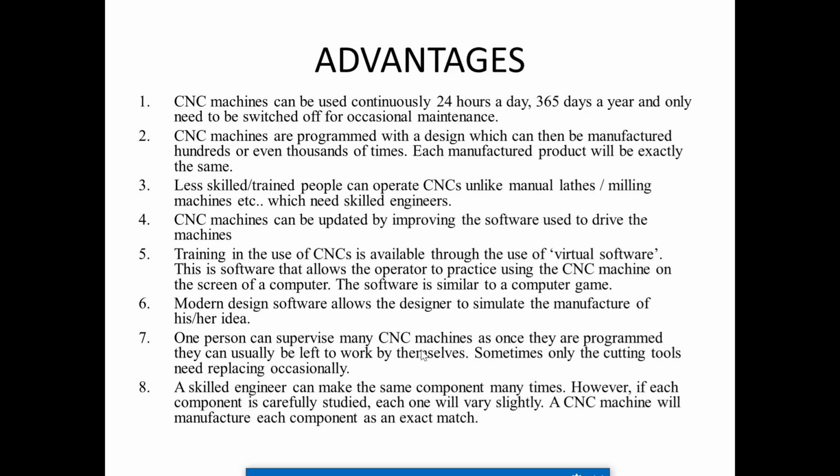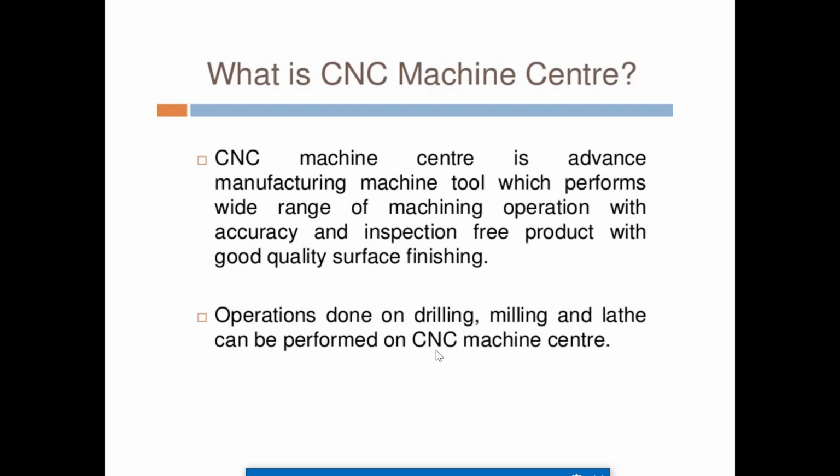Then we have a discussion of the CNC Machining Center. We should know what a CNC Machining Center is. A CNC Machining Center is an advanced manufacturing machine tool which performs a wide range of machining operations with accuracy and inspection-free products with good quality surface finishing. It is a very advanced machine tool which performs many machining operations with correct accuracy, with inspection-free products, and good quality surface finishing.